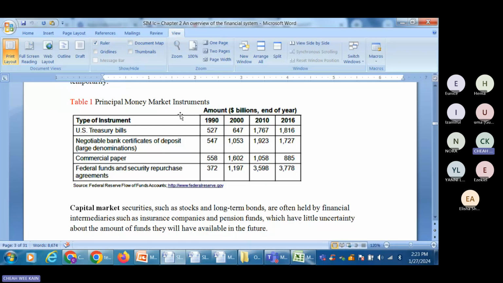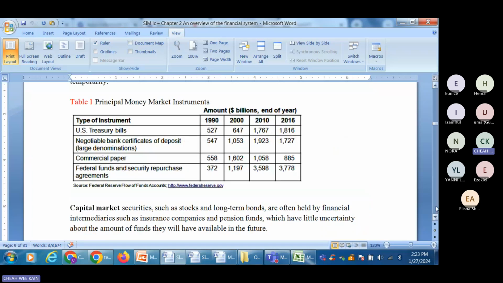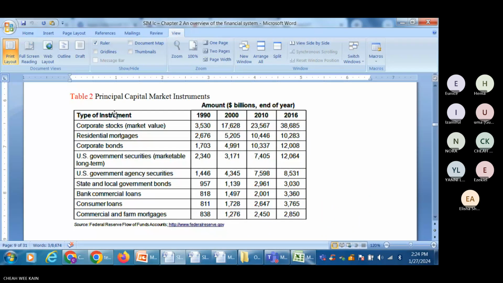So this is the primary money market, short term. By short term, people borrow and pay you back the money within 1 year. Okay. Now the other type of instrument is called the capital market. Capital market people borrow more than 1 year. So you got different types. Corporate stock, market value, residential mortgages, housing loan, that's more than 1 year. Corporate bonds, that's more than 1 year. Government security, that's more than 1 year, or this kind of commercial banks.